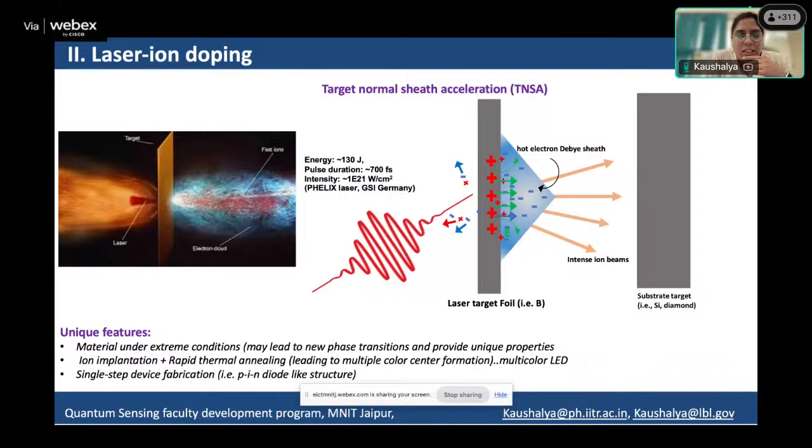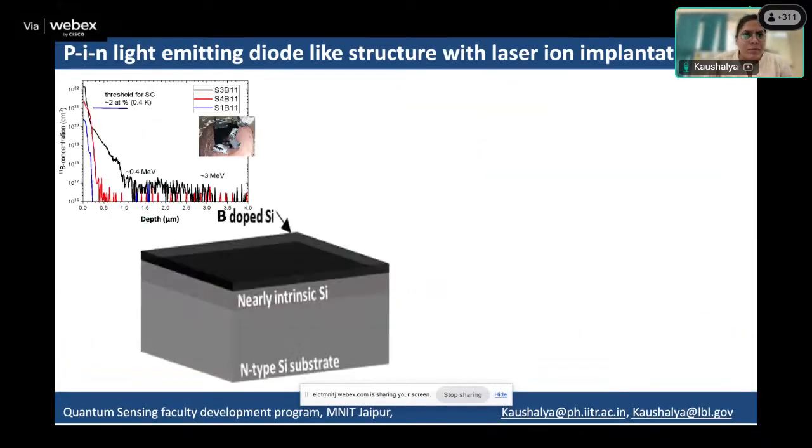And the other aspect is that using this kind of technique you can make quick devices. For example, let's say you start with a silicon substrate which is n type, meaning phosphorus was doped into it, and then you use a boron foil and implant boron into this n type silicon. Now, by the nature of this regime, the target normal sheath acceleration, you will end up having, yes, this is the real experimental data.